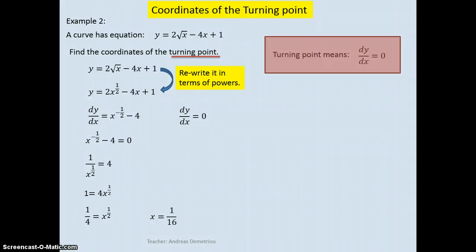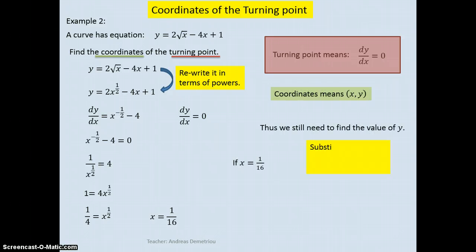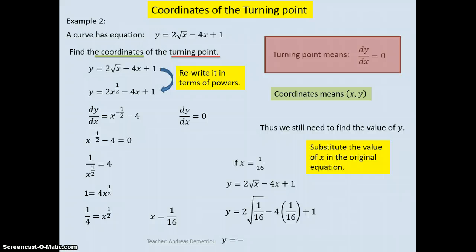But still, we need to find the coordinates. Since we know that x is equal to 1 over 16, we substitute this into the original equation, and we find that the value of y is equal to 5 over 4. Therefore, the answer is (1/16, 5/4).